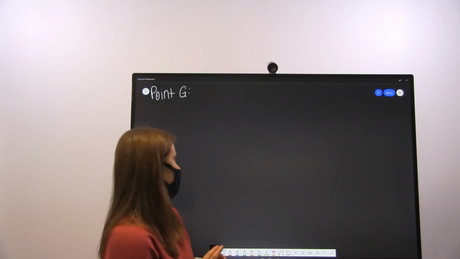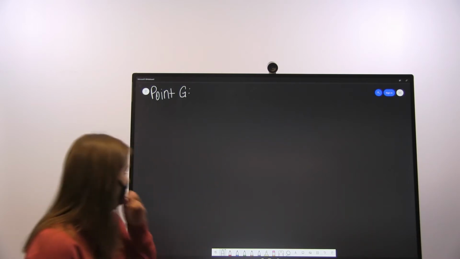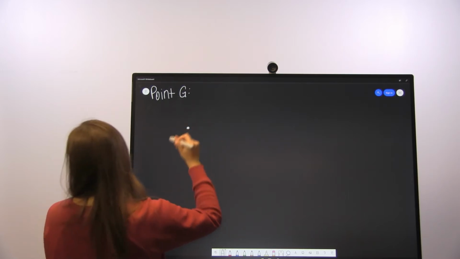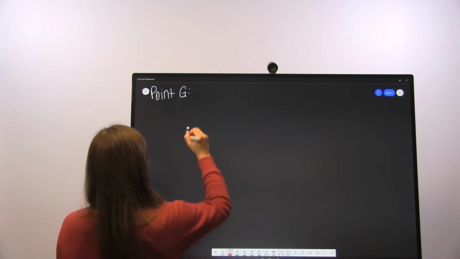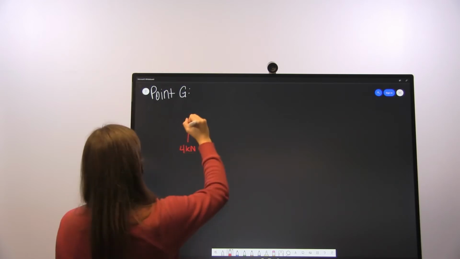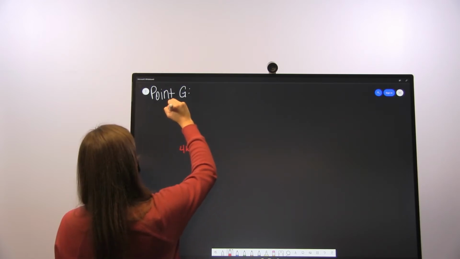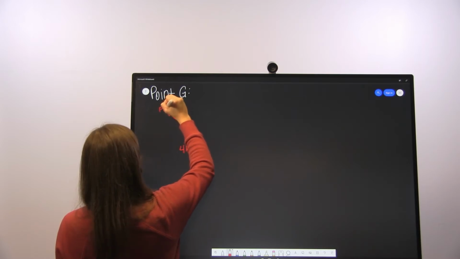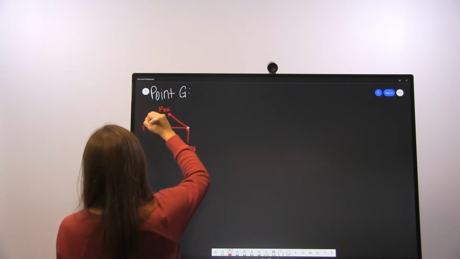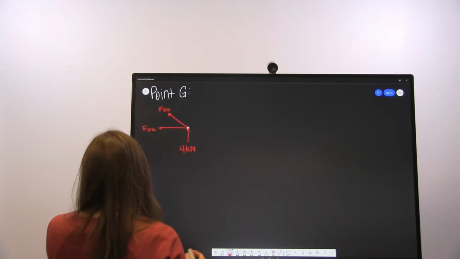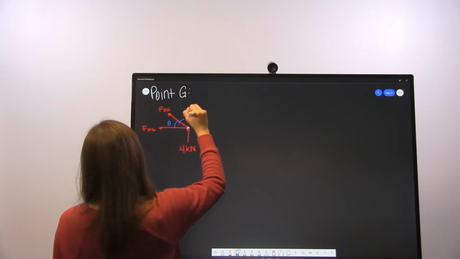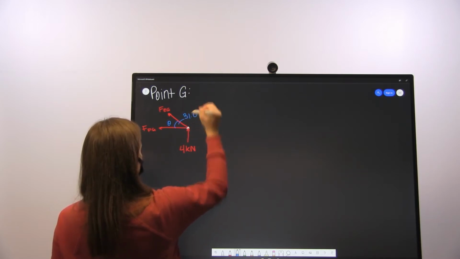So now we're going to do the method of joints, and we're going to start at point G. So we're going to draw G. This right here is G. And G has the 4 kilonewtons upward force acting on it, as well as this force of member EG acting, and this force of member FG acting. And then we have this here is theta, and we know that this is equal to 31.0 degrees.